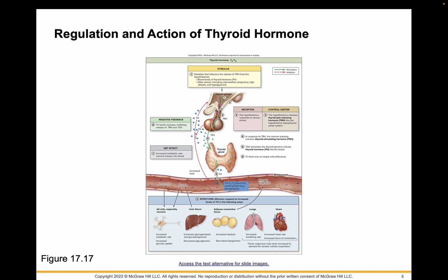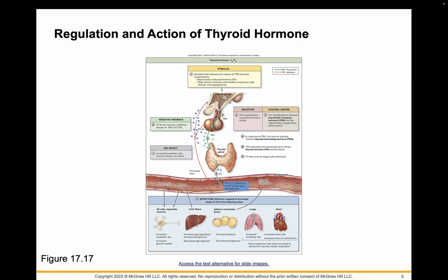Now here we're basically looking at the regulation and action of thyroid hormone. We've addressed some of these stimuli, and these could be blood levels of thyroid hormone, cold weather, pregnancy, high altitude, low blood glucose. Those are all factors. The receptor is going to be the hypothalamus, and the control center, once again, will be the hypothalamus, and it's going to result in the release of thyrotropin-releasing hormone. That moves on to the anterior pituitary, and the anterior pituitary in turn will release thyroid stimulating hormone. The target now is going to be the thyroid, and thyroid stimulating hormone is going to stimulate the thyroid to release thyroid hormone. This could be T3 or T4 into the blood, and now thyroid hormone will move through the body via a protein carrier and exert its impact over the body.